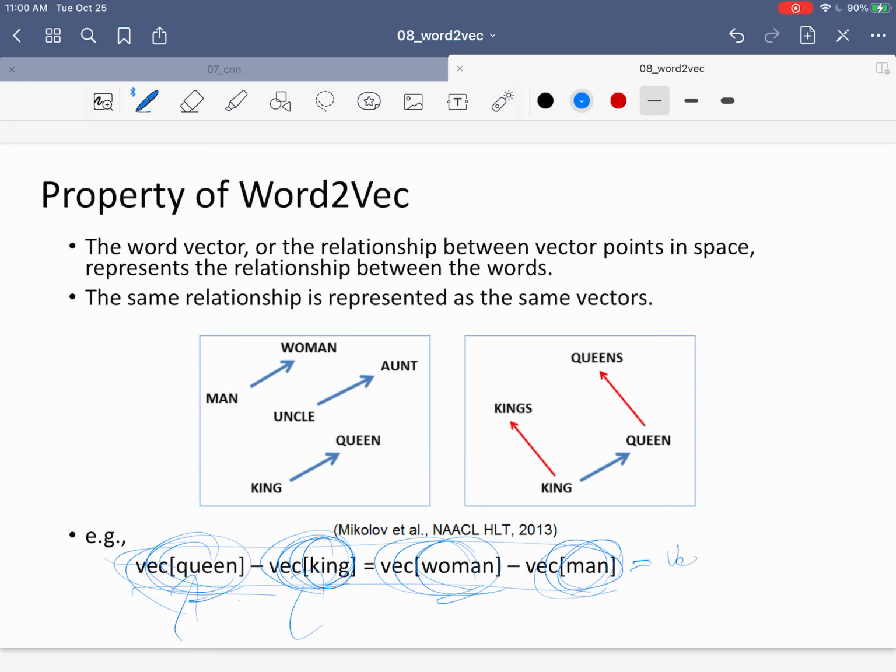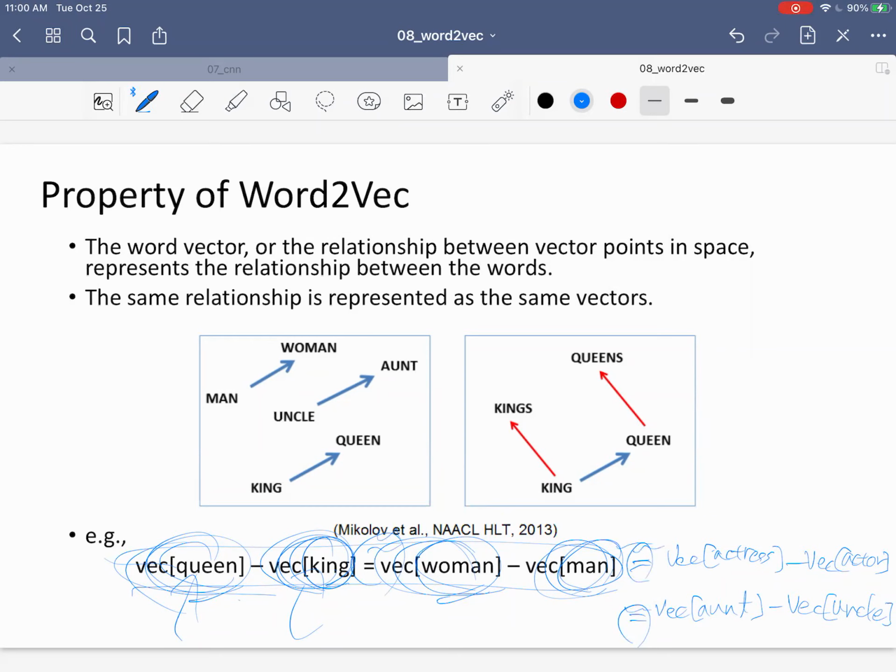Like vector of actress minus vector of actor, and almost equals vector of aunt minus vector uncle. Like they're all approximately, I mean, they're not exactly the same, but they're approximately the same.